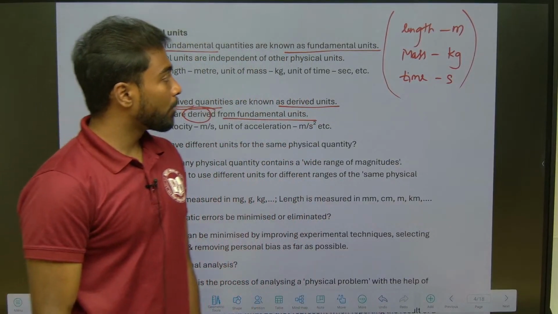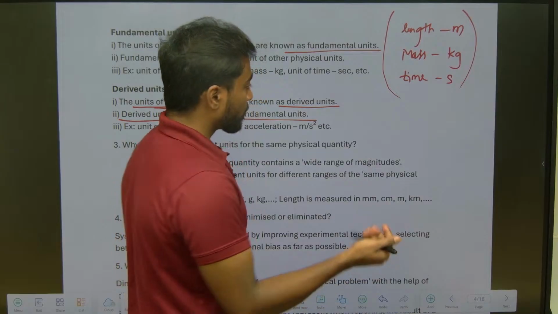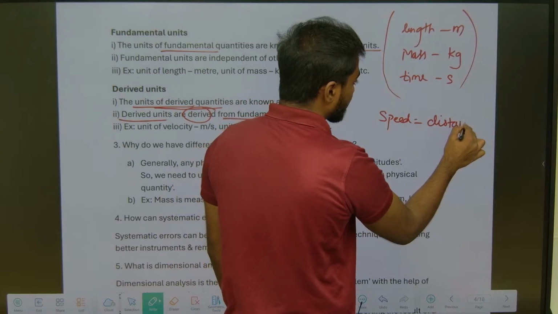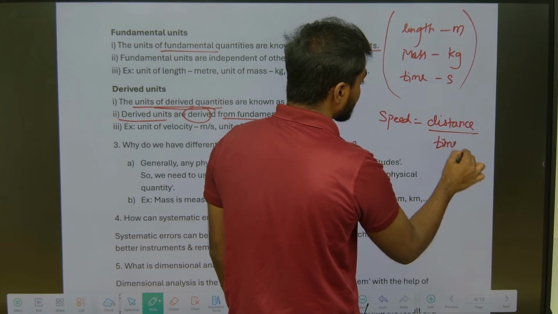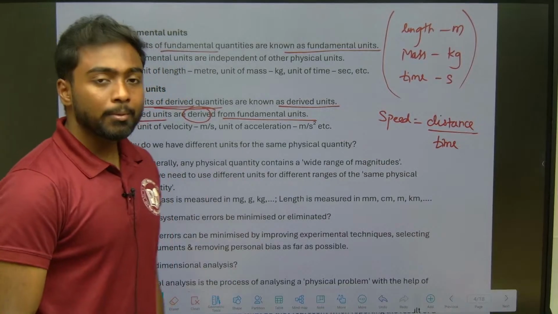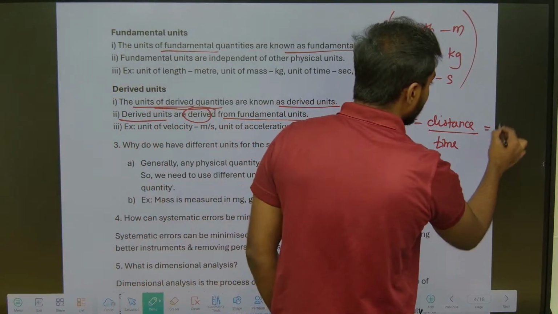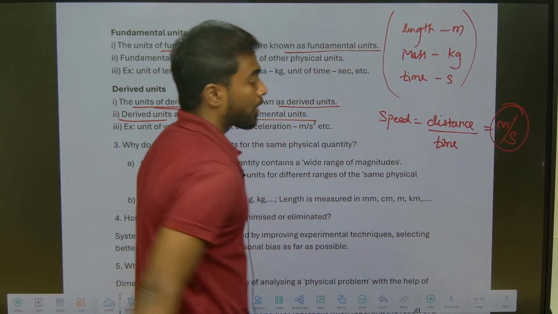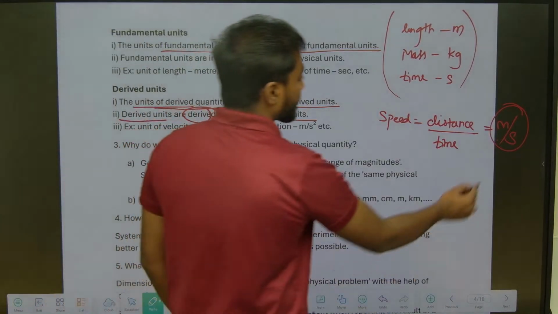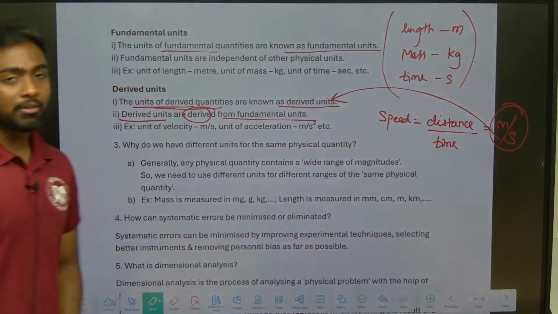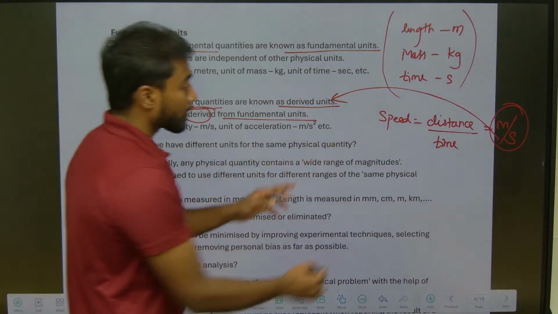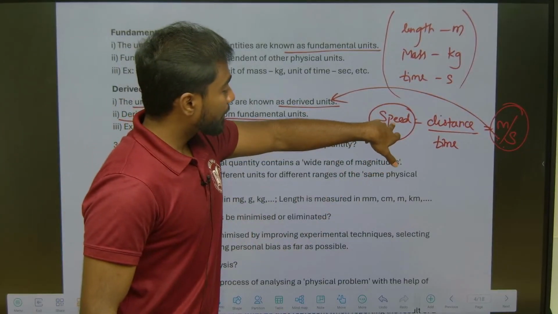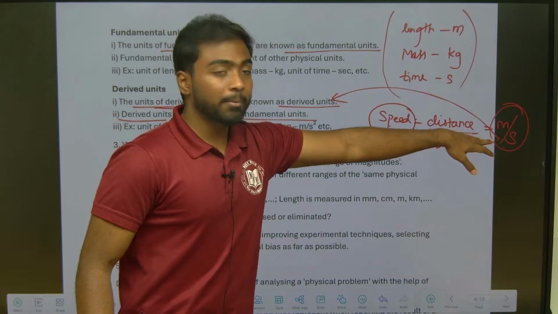Now if I want to know about speed or velocity, speed is nothing but distance by time. How do we measure distance? By length only, no? So it is meter, and time is seconds. So meter per second, made from two fundamental units. So I can say this is a derived unit. Speed is a derived quantity. What is the unit? Meter per second, a derived unit.